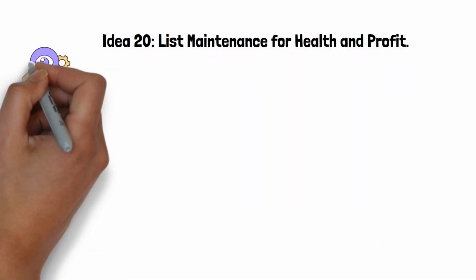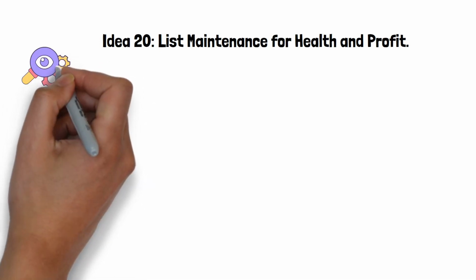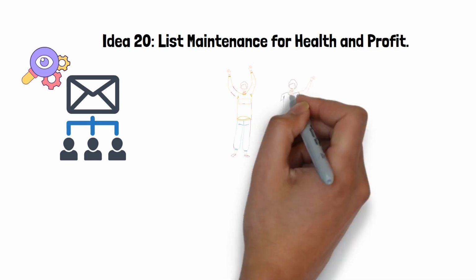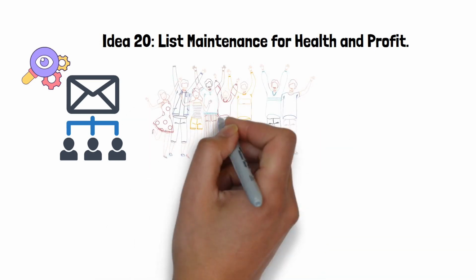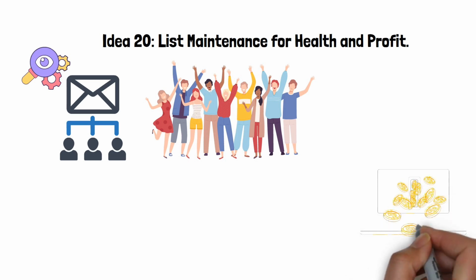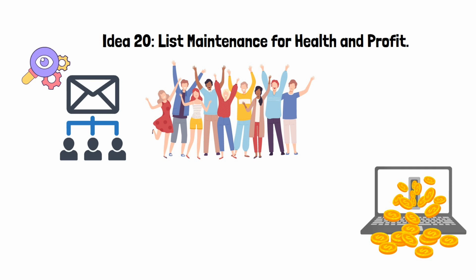When you're running an online business, one important thing to keep an eye on is your list of email subscribers. This isn't just a bunch of email addresses. It's a living, changing collection of people interested in your products or services. If you take good care of this list, it can help your business make more money, just like a healthy plant can grow more fruit.